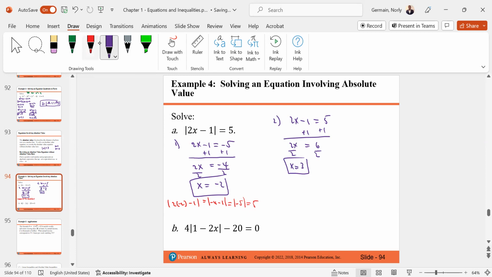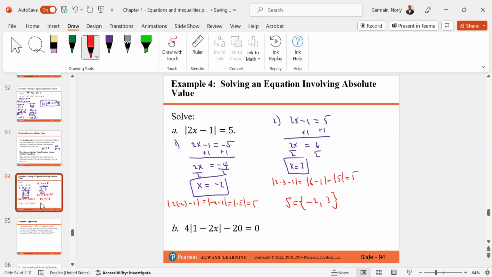If you try to plug this one into the original equation, it gives you 2 times 3 minus 1, equal 6 minus 1, the absolute value of 5 equal 5. True. That is true. Now, we need to state the solutions. What is the solutions? The solution is negative 2 and 3. Both of them verify the absolute value equation.